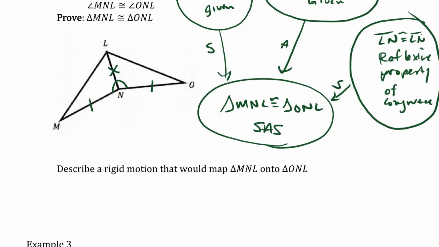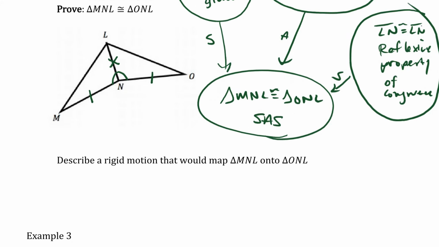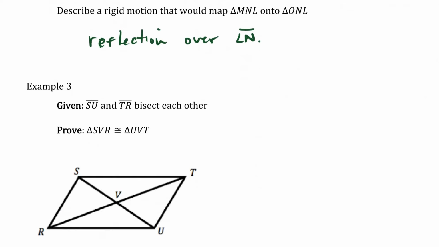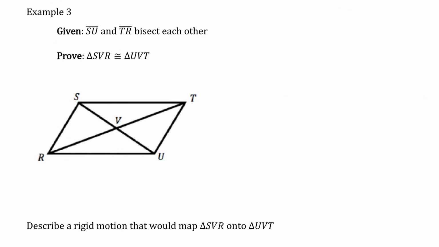The rigid motion that would map one triangle onto the other in this case would be a reflection over the line in the middle, so LN. All right, let's take a look at 3.